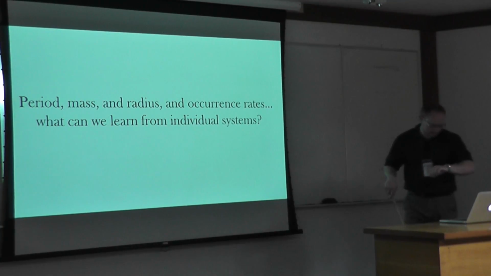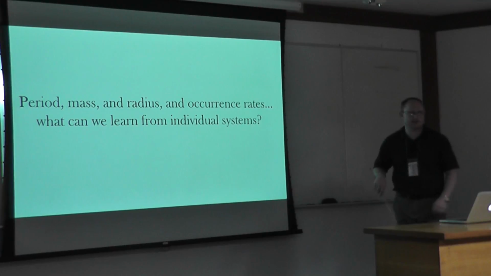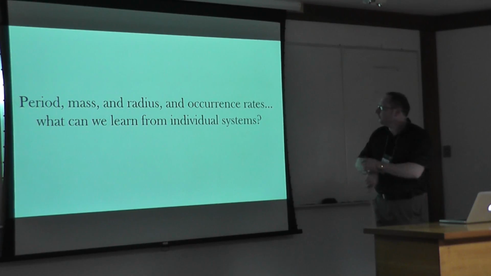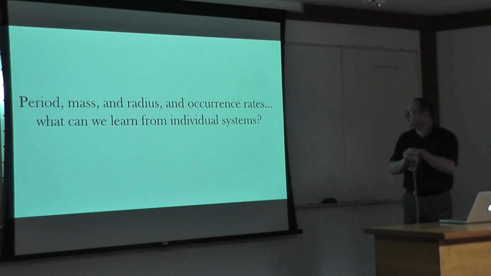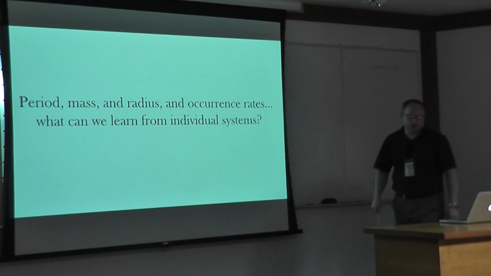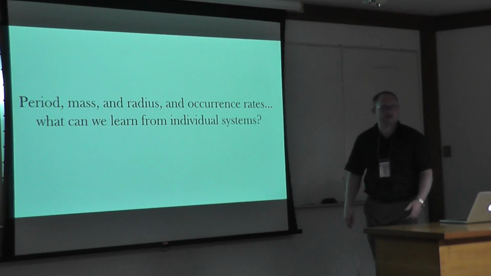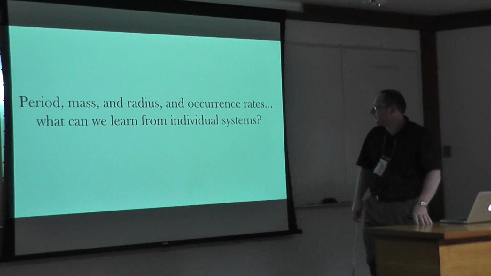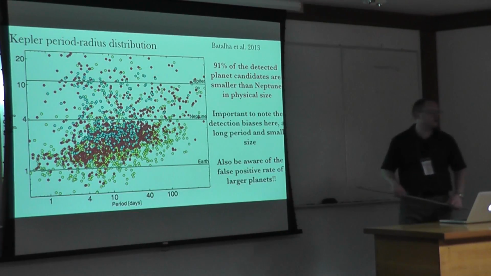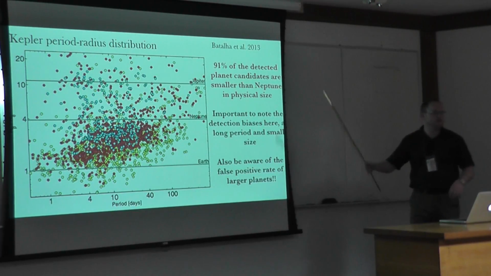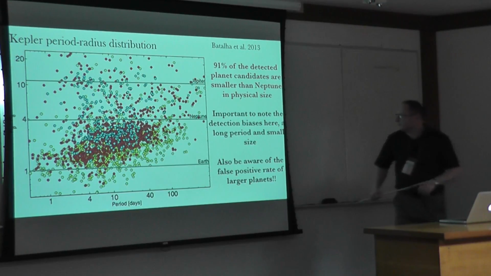Okay, so since I have like 10 or 15 minutes left, I wanted to look at some of the period, mass, radius and occurrence rates, and what we can learn from some individual systems, in the sense that I mean looking at density and bulk composition. And I know we're going to go through this, as I said earlier, this afternoon, so I'm going to give a kind of broad view over this.